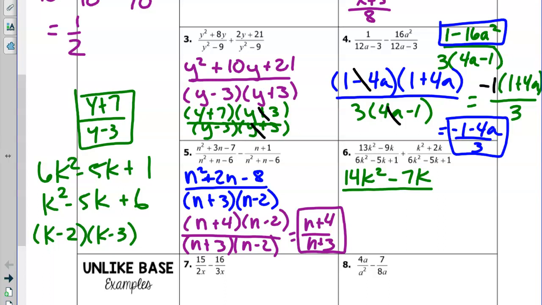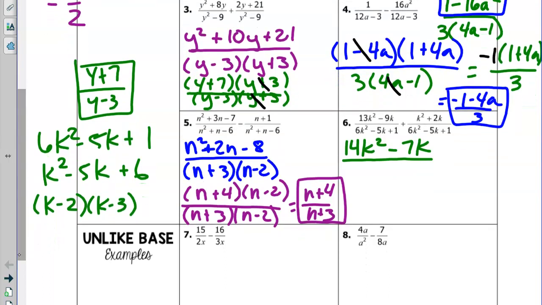And now what do I have to do? Divide by 6. So 2 over 6 would reduce to 1 over 3, right? Totally running out of room. And then 3 over 6 would be 1 over 2. 1 over 2, right?